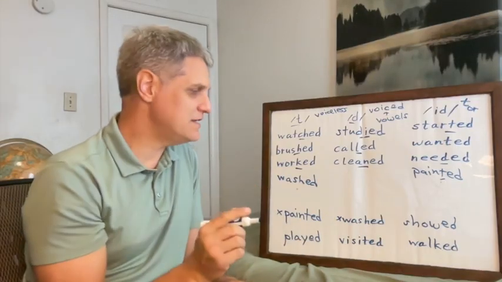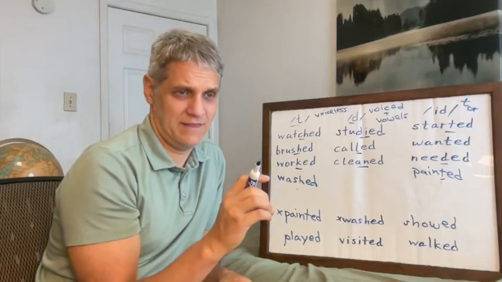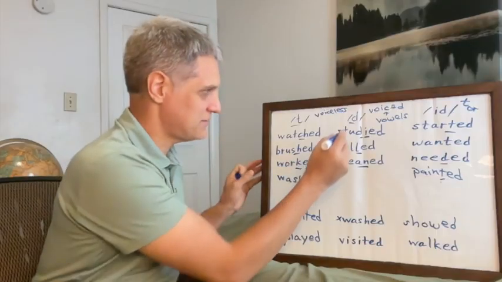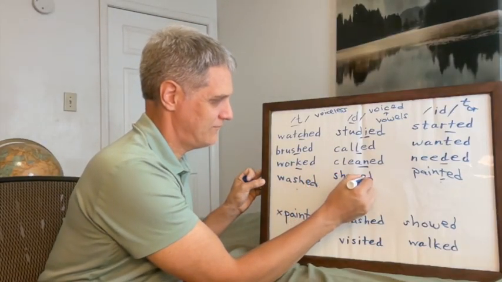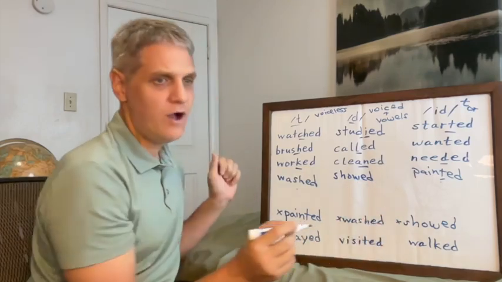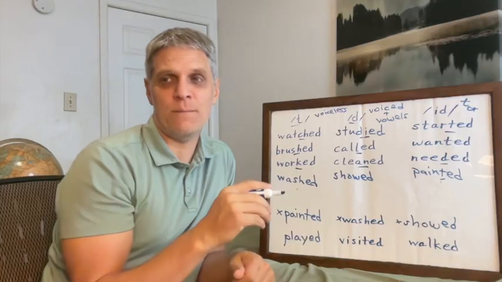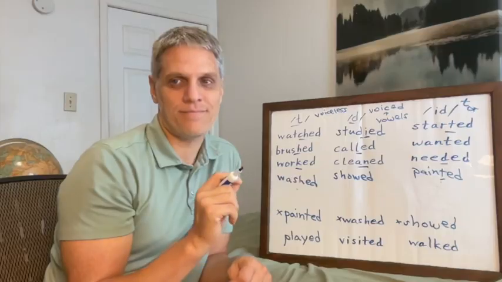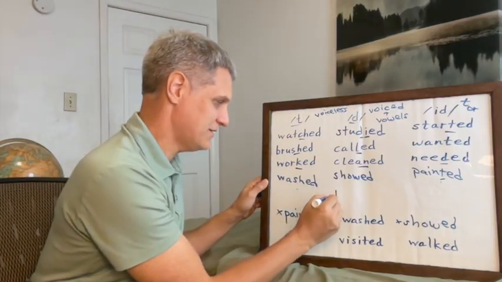Okay, let's go. Ali, next one. Showed. Showed. And yes, you've got it. Nice. D sound. Okay, let's go over to Waleed. Waleed, please tell us where played goes. Yep, that's it. Nice. Also D sound.